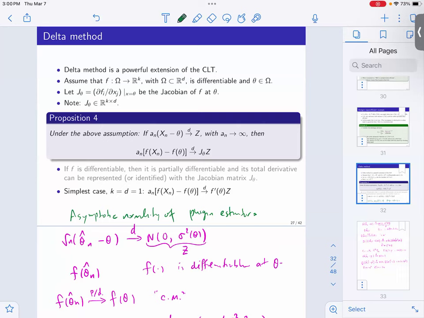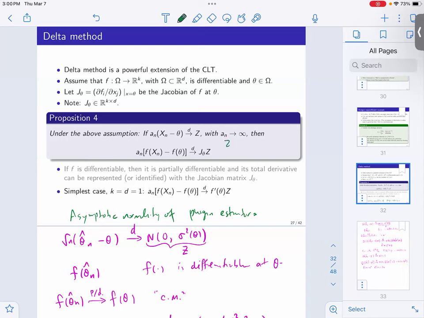And then x_n could be a vector, theta could be a vector, and f would in that case be a multivariate map. So let's say, for example, x is in R^d and f maps to R^k. Then the derivative would really be a Jacobian matrix, with each component of f with respect to each component of the input, so J_theta is a matrix. The limit would be that matrix, a linear transformation, times the limiting random variable.